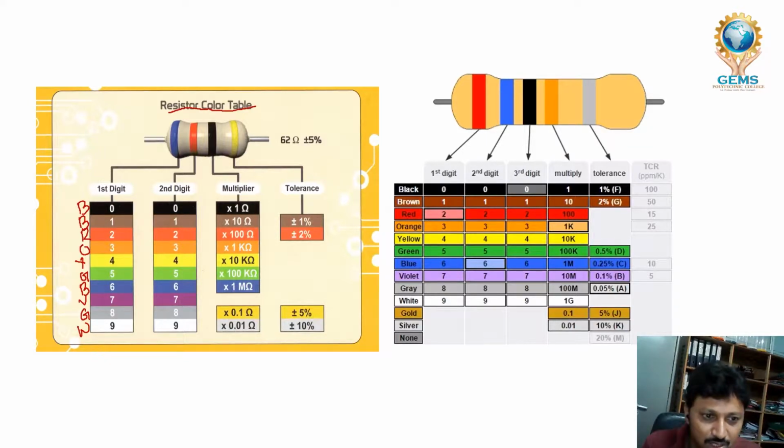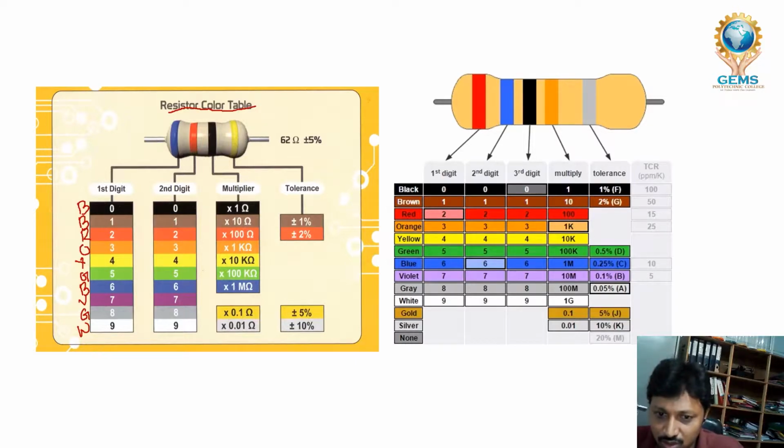So black means 0, brown means 1, red means 2, orange means 3, yellow means 4, green means 5, blue means 6, violet means 7, gray means 8, and white means 9. White means 9. You're seeing this resistance here, and you see the gold, the tolerance.